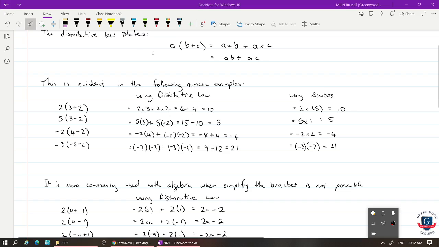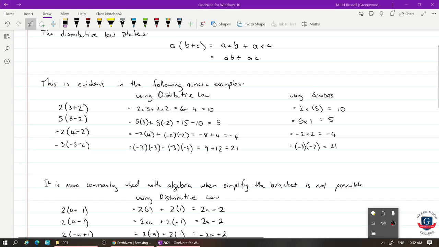Let's try another one. 5 times 3 take 2, 3 take 2 is 1, 5 times 1 is 5. Got that over here. Using distributive law, 5 times 3 here, 5 times negative 2 here, 15 plus negative 10, or 15 take 10, will give me 5, the same answer I got with BIMDAS.